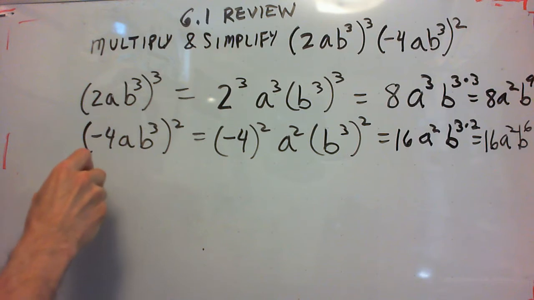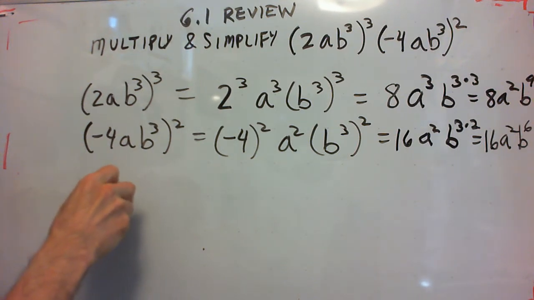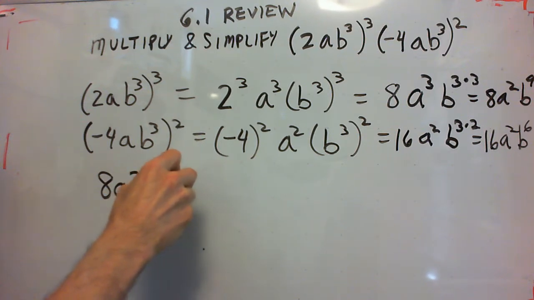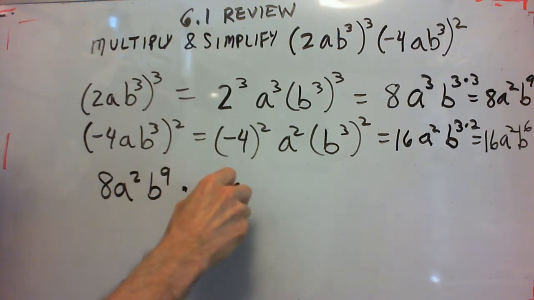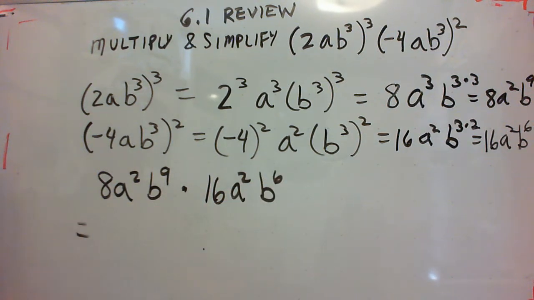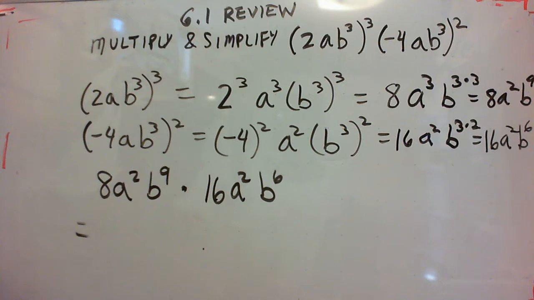Now we multiply those 2 results together. 8a squared b to the 9th times 16a squared b to the 6th. And that's just like the first problem or second problem we did. So see if you can finish this off and get the final answer.